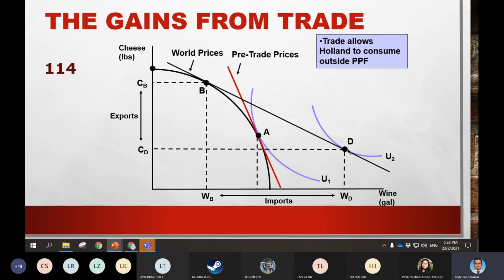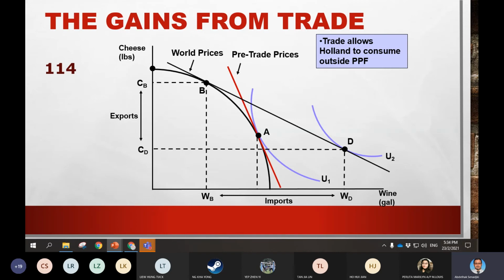So with trade, each country will undergo a number of important adjustments. As Holland imports wine, the production of domestic wine will fall, and therefore employment in the wine industry as well. The cheese production will increase, and the number of jobs in the cheese industry will increase. But again, not everyone will gain as the result of free trade.